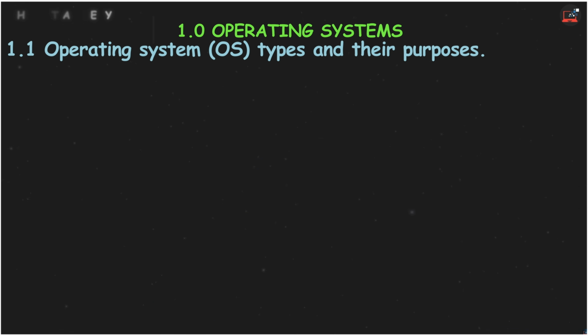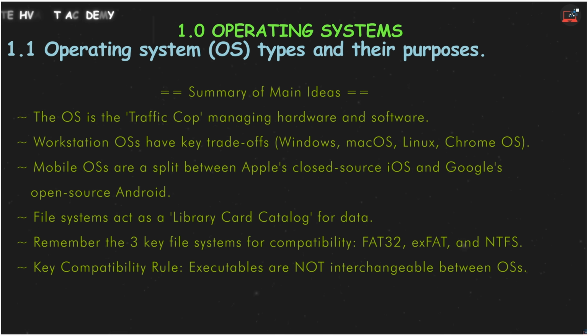To recap, the OS is the traffic cop managing hardware and software. Workstation OSs each have trade-offs. Windows has support but is a target. macOS has great integration but is hardware locked. Linux is free but has driver challenges. Chrome OS is simple but needs the internet. Mobile OSs are a split between Apple's closed-source iOS and Google's open-source Android.